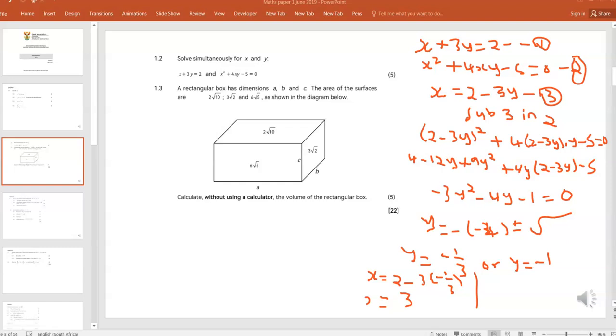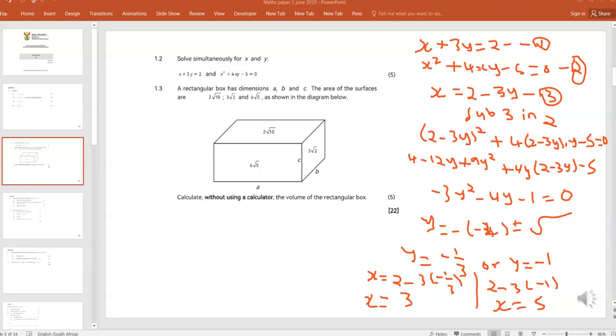Same thing will apply now. X will be 2 minus 3, where you see y you put negative 1. I can do this mentally. It will be 2 minus, that will be positive, so it will be 2 plus 3, that will be 5. So the other x value will be 5. So these are the 2 possible x values. So this should be worth 5 marks.